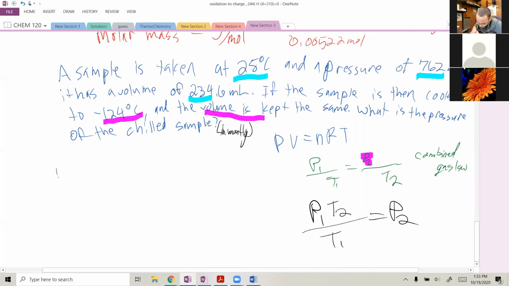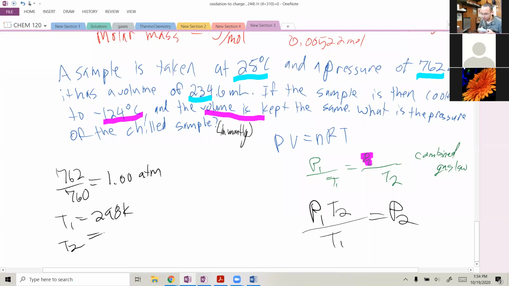What we can do is take that 762, divide by 760. That becomes 1.00 atmospheres. We can take our T1, that becomes 298 Kelvin, our T2, and that's negative 124 plus 273.